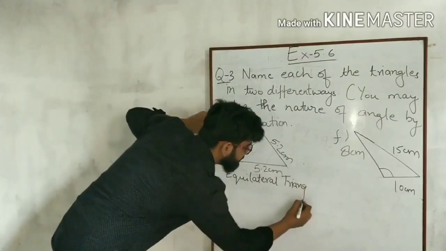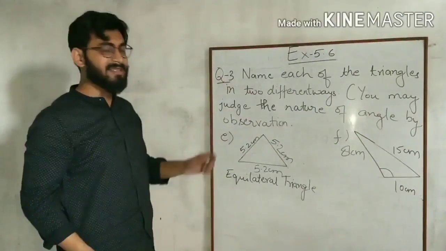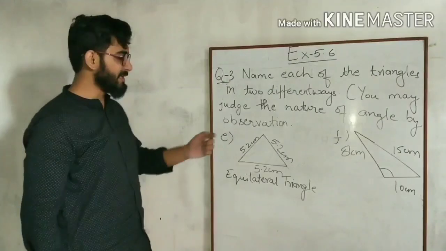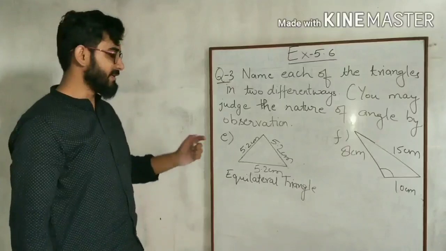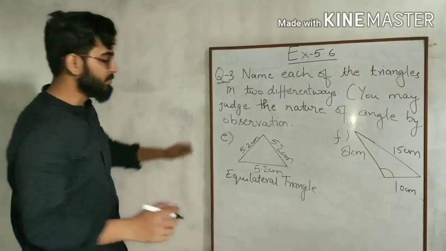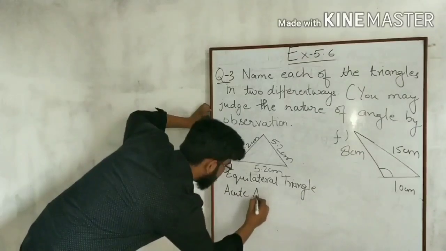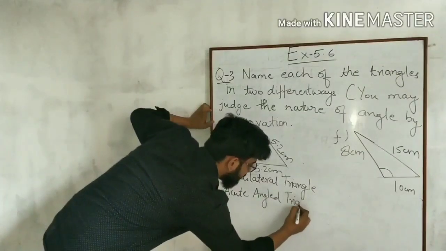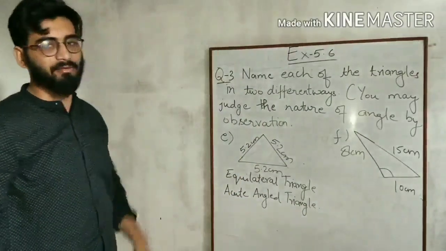Now on the basis of the angle, you can see that each angle of the triangle is less than 90 degrees. We can clearly see that each of the angles is less than 90 degrees. That means this triangle is an acute angled triangle. Okay, so this is an equilateral triangle and acute angled triangle.